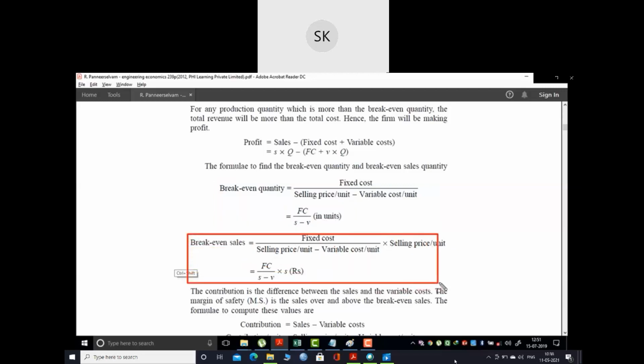Next is the break-even sales. So this is just the break-even quantity multiplied by the selling price per unit. So FC upon S minus V is the break-even quantity, multiplied with S, that is the selling price per unit. So this multiplication will result in break-even sales. And the unit of break-even sales is in rupees.